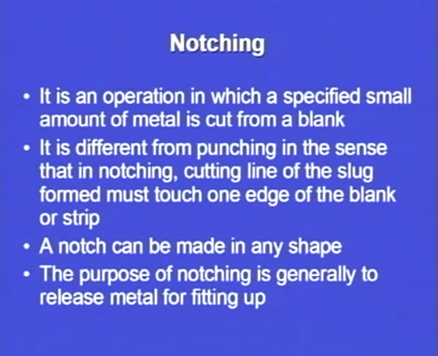So, sometimes it is not that whatever sheet metal operations we are doing are for the final part only. Sometimes, because of the complexity in the final product, we develop some parts using different sheet metal operations, and then finally we assemble them. So, for fitting different parts together, sometimes we need to develop certain kinds of notches. These notches can be of different shapes, as we have already discussed.